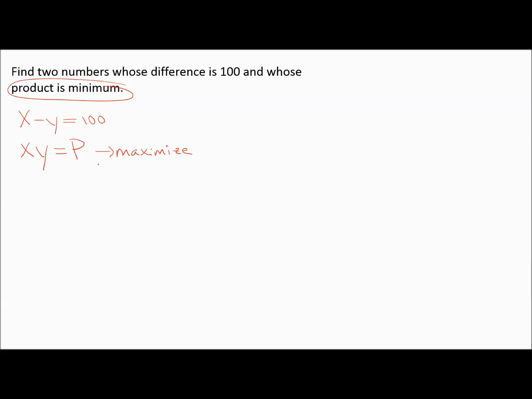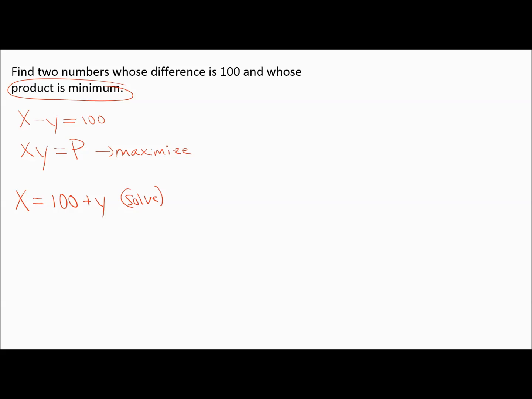Now, the next step is always the same. What you need to do is solve for either variable in the constraint equation. This one right here, x minus y equals 100. So you can solve for x or y. It does not matter. I'm going to solve for x only because x is already positive right there. So we know that x is equal to 100 plus y. I just moved that y to the other side. You with me? So this was the solve step.